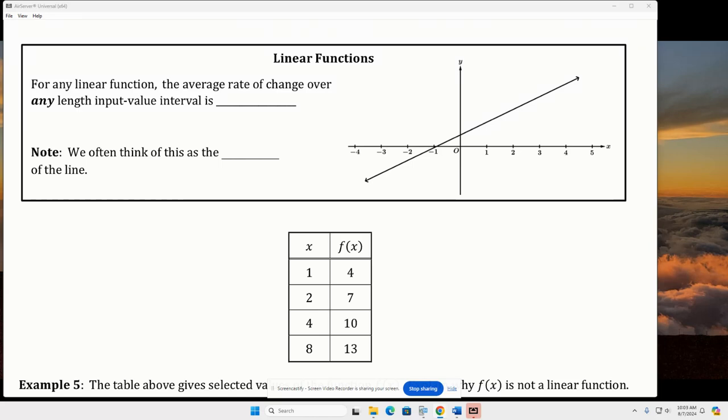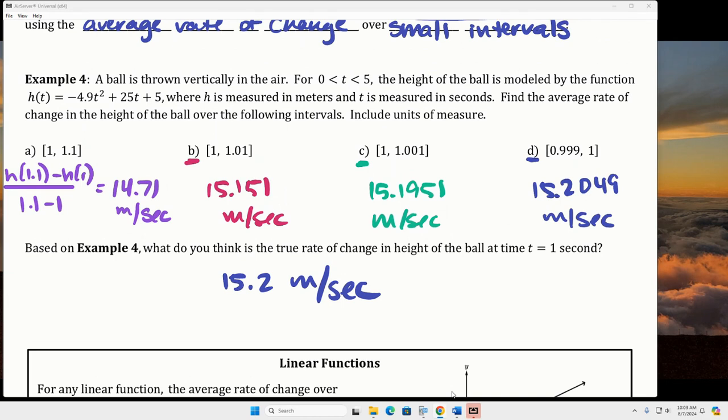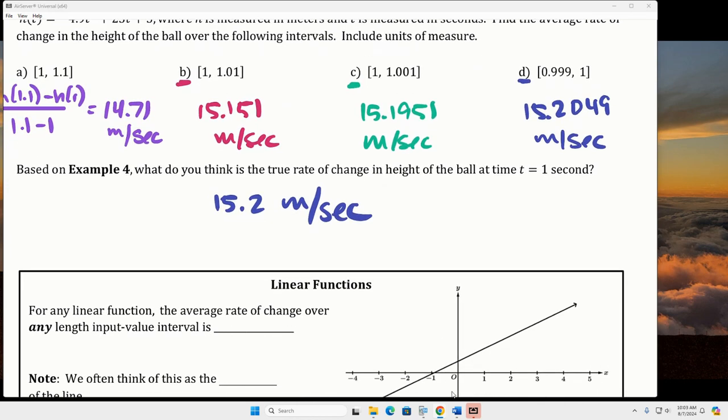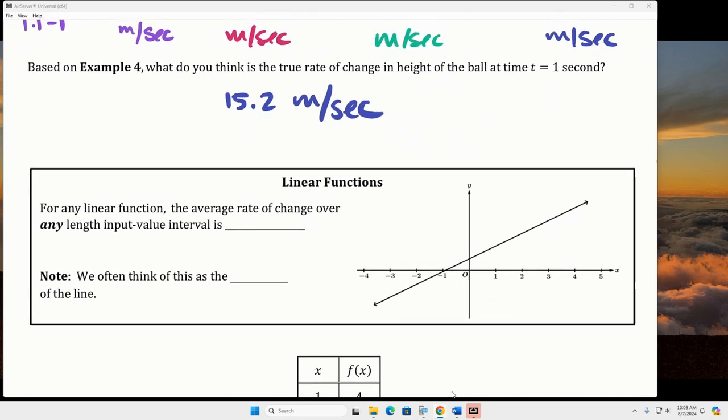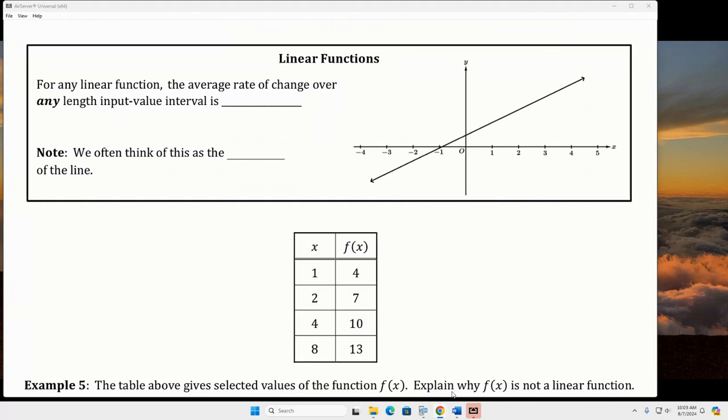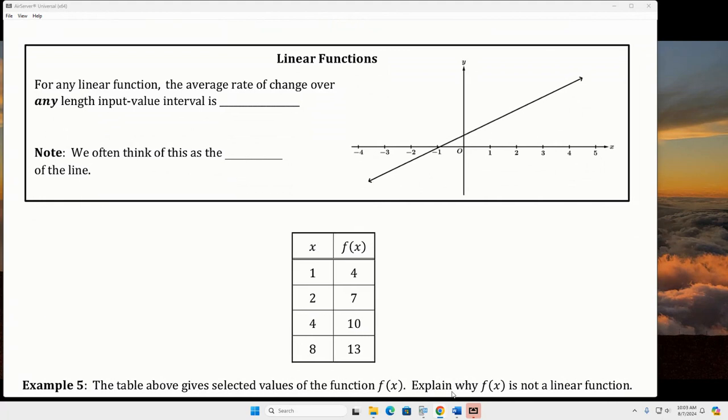Right, so this is on the back of the first page. We just finished talking about how you can use the small intervals of average rate of change to make a prediction or estimate the rate of change at a point. Now what we're going to do is see how we can use average rates of change to determine if a function is linear, quadratic, or neither by looking at a table of values.